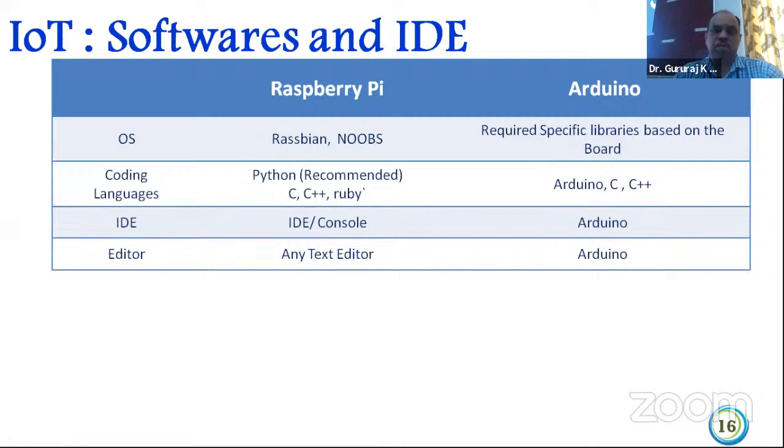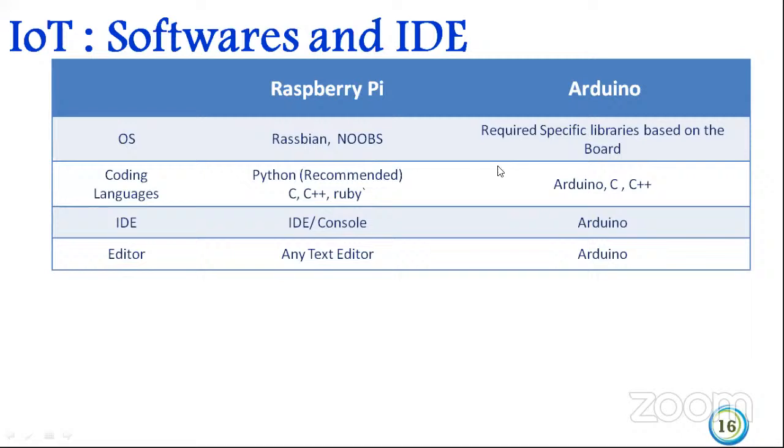I'll come to that in the next slides. I'll show you the different Arduino boards that we had. For every specific board, we have specific libraries which we can work on. And the coding languages: we can use either Python or C or C++ or Ruby. In our labs, we are using Python for certain environments, and whenever we have digital-based data, we work on Python.